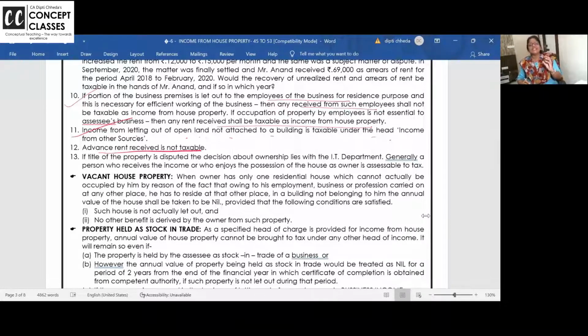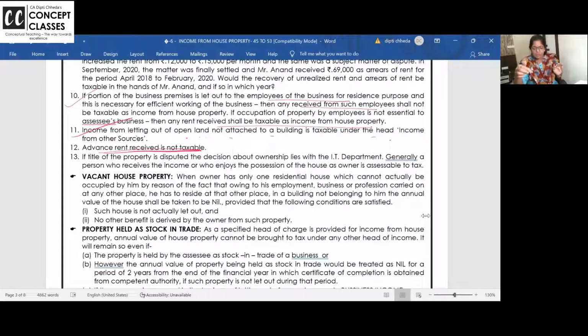Advance rent received is not taxable. 12 months rent I am taking from you, dear students. But the very first month when you became my tenant, I took 3 months rent as advance in the form of deposit. It's a deposit. Advance rent received is not an income and it is not taxable.